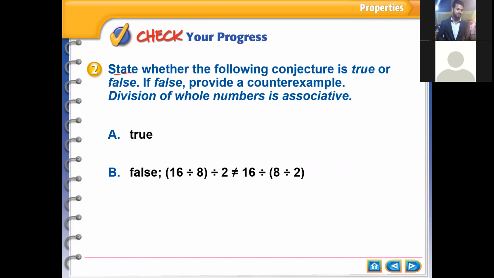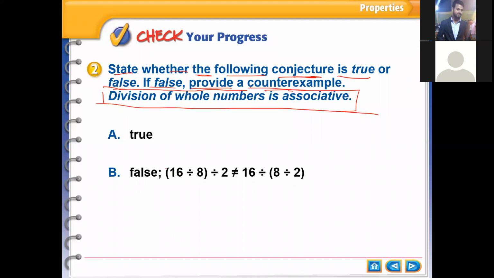Next, state whether the following conjecture is true or false. If false, provide a counter example. So the statement is division of whole number is associative. So is it right or wrong? Is it true or false? Division for whole numbers is associative.